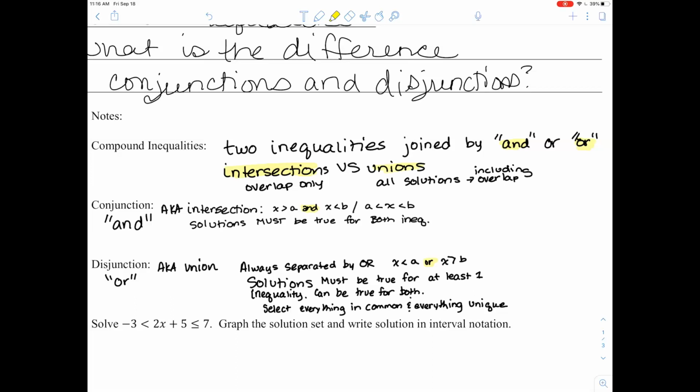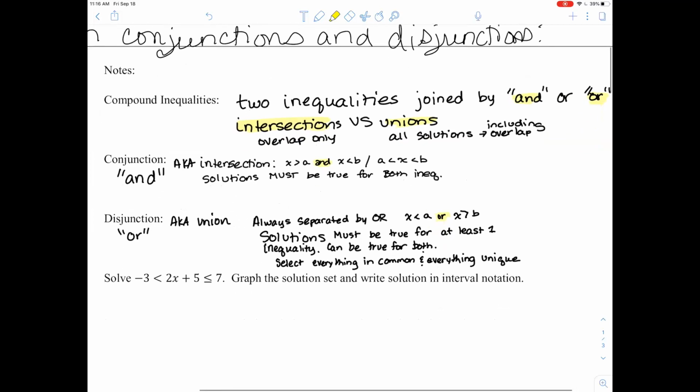Now a union is all the solutions that are graphed, all of them. That could be their unique solutions that are different from each other, and it also includes the solutions that they share. There's a big difference between and or. Like your mom says, you can leave after you do the dishes and you clean your room, versus you can leave after you clean your room or do the dishes. There's a big difference in the meaning of those two little tiny words.